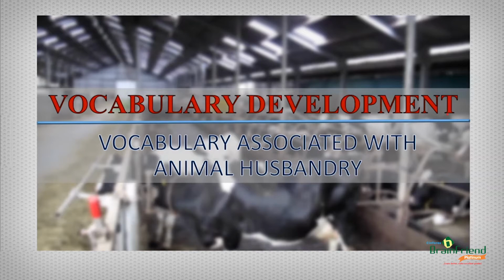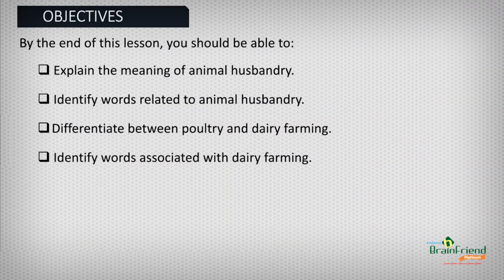Our theme for today is vocabulary development, and our topic is vocabulary associated with animal husbandry. By the end of this lesson, you should be able to explain the meaning of animal husbandry, identify words related to animal husbandry, differentiate between poultry and dairy farming, and lastly, identify words associated with dairy farming.